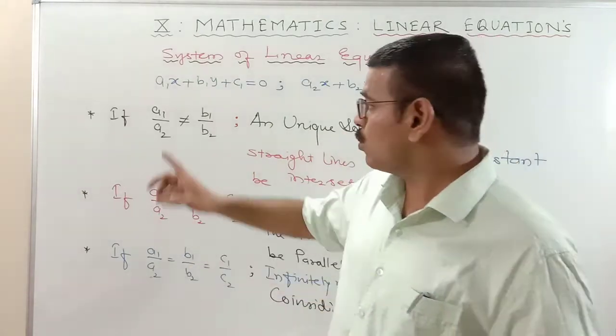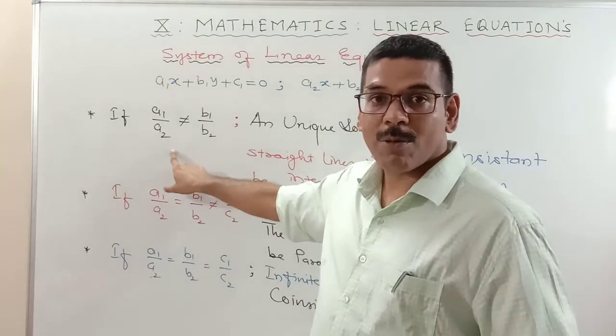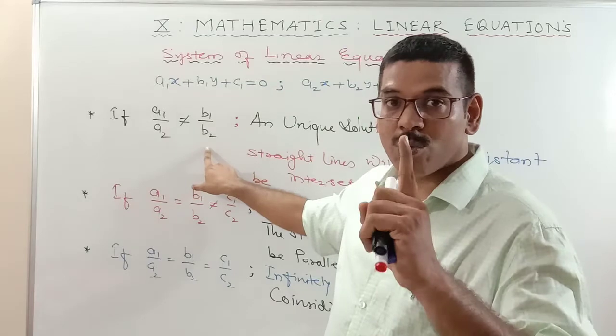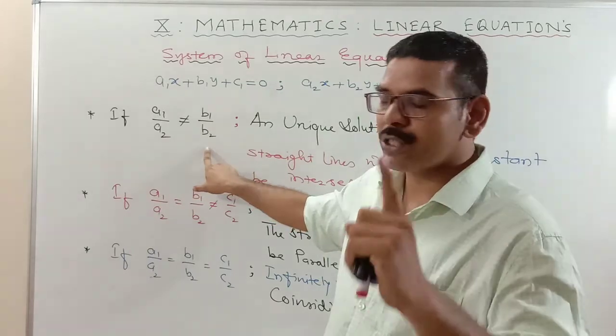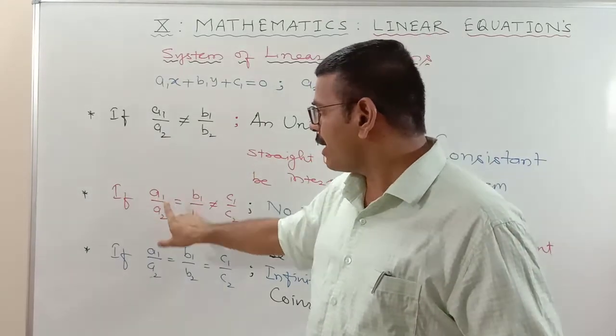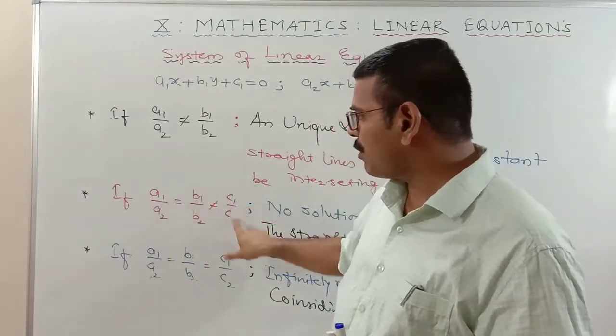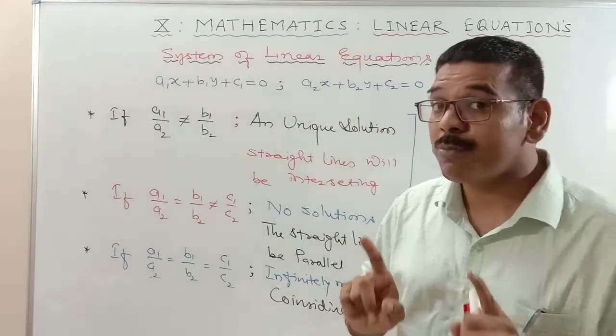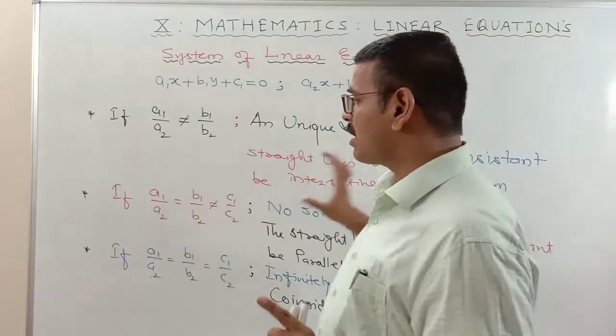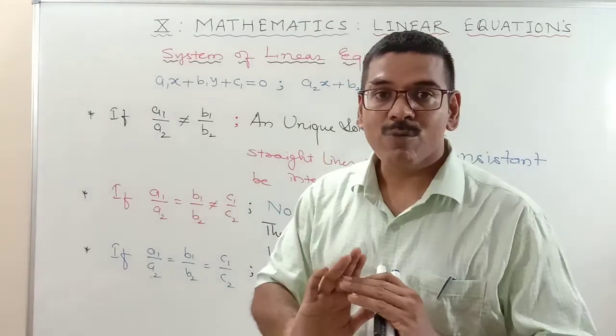Okay, so you understood for a consistent system, a1 upon a2 is not equal to b1 upon b2, the system will have a unique solution. Here if the system is inconsistent, it means a1 upon a2 is equal to b1 upon b2, but it is not equal to c1 upon c2. That means the system is inconsistent and it will have no solution.